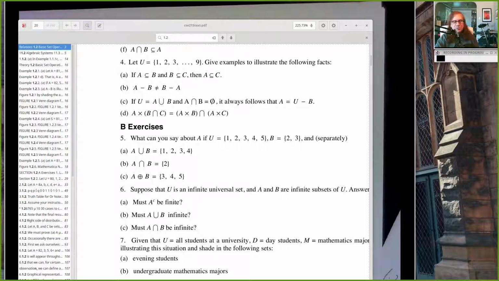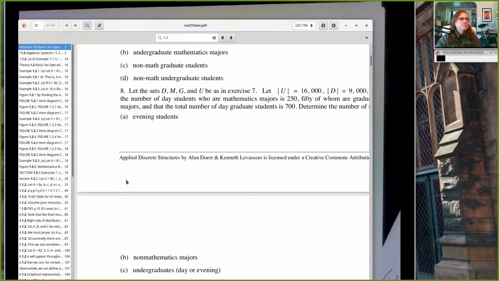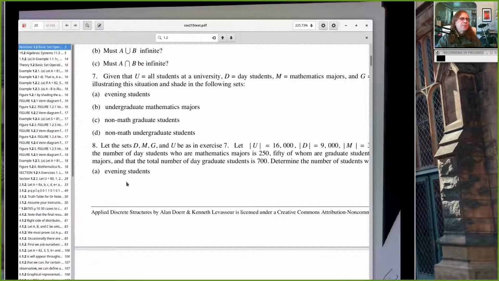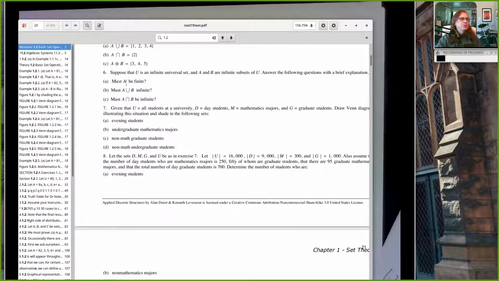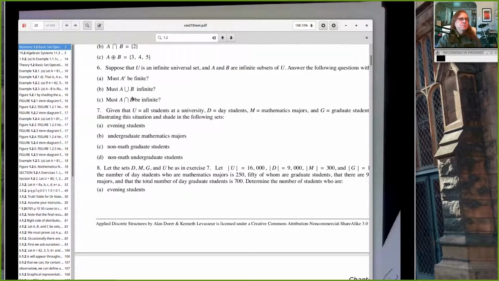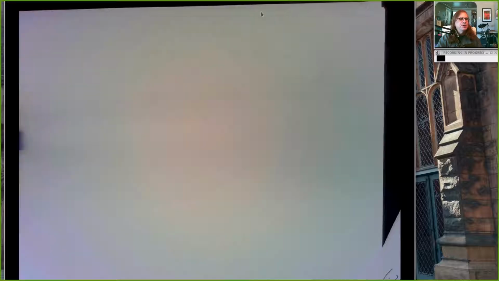Other questions on this homework? Are you going to give us the answers to 1.2 number H? Oh, the university students question. You said we were going to come back to it. Well, we're going to come back to it when we talk about counting in a few weeks. But we can talk about this now.